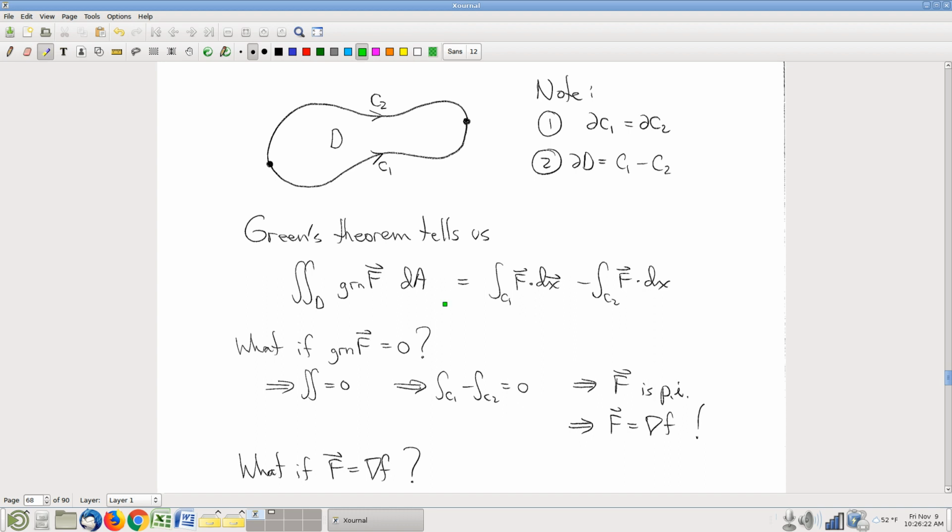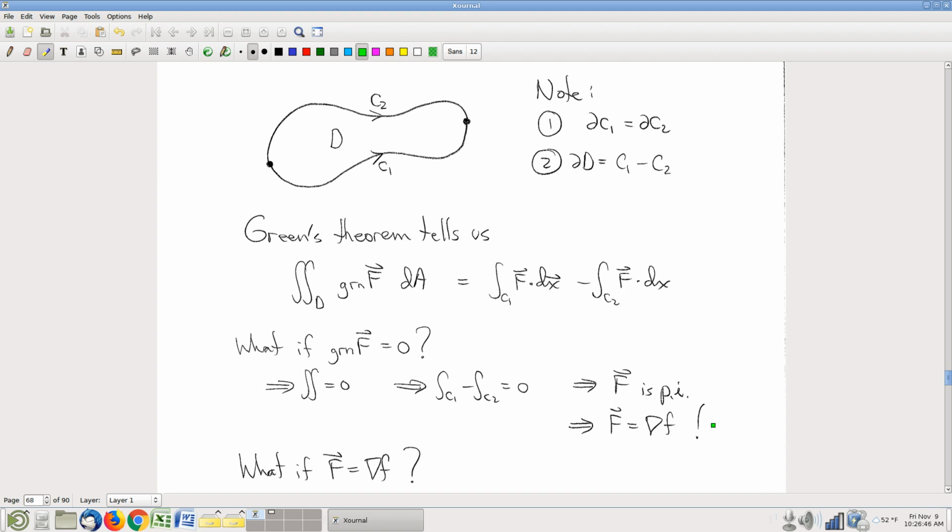Okay. So if Green's operator is 0 for a vector field, and I mean 0 everywhere, right? Then that vector field is path independent, which we already know means it's a gradient. And so what we've done here is we have given a sort of half of an argument about the first theorem that we wrote down, right?